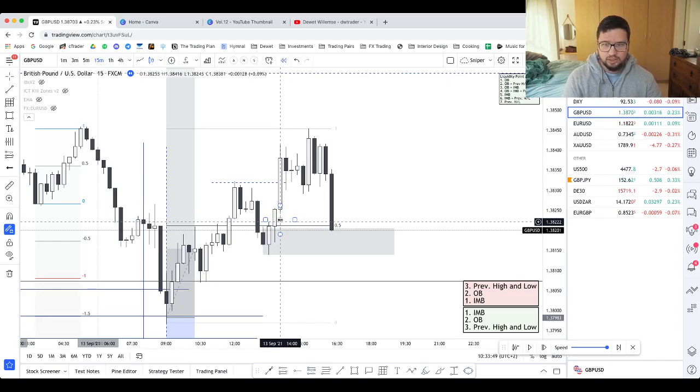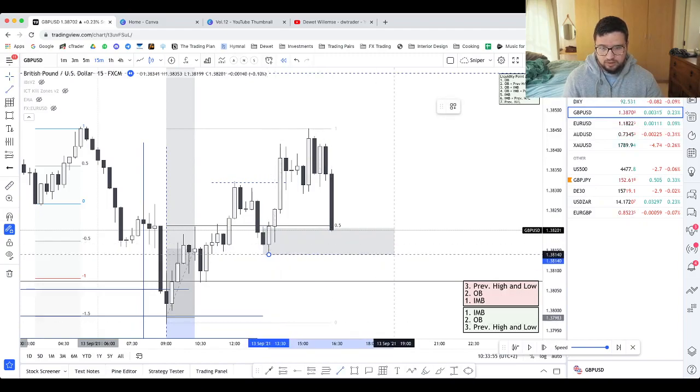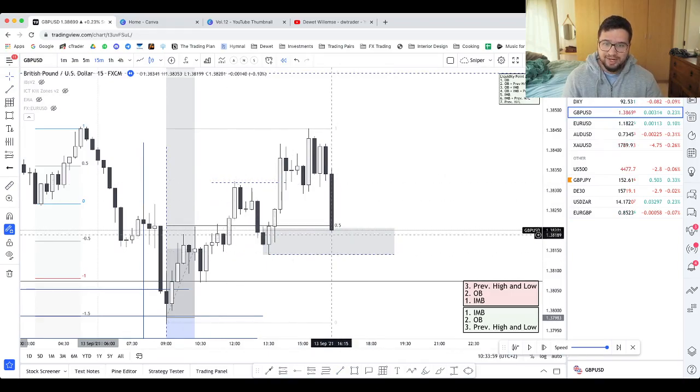We don't need to look at that. What's in the discount? Order block, old high, low. So we have the old low and we have the order block. Because we have a structure break, we can look for buys in this area. We can look at the 5 minutes.